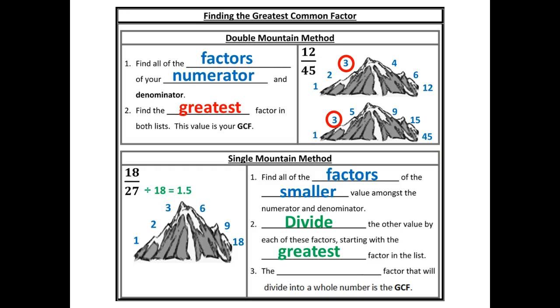Again, for it to be a factor of both 18 and 27 means I should be able to divide both top and bottom by that number and get a whole number. 27 divided by 9. Hey, that gives me a whole number. That means my greatest common factor in this case is 9. So the greatest factor that will divide into the whole number is the GCF.